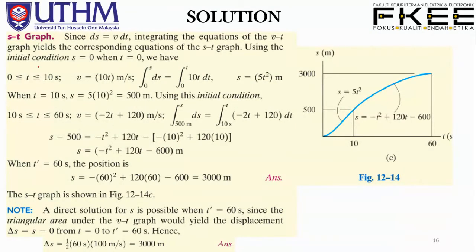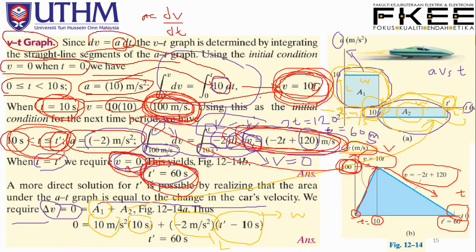So this is how we draw the vt graph. What about the st graph? Since ds equal to v dt, this is how we relate s, v and t. Similarly, integrating the equation of the vt graph yields the corresponding equation of the st graph. Using the initial condition s equal to 0 when t equal to 0, we have the first condition, t between 0 and 10 seconds, where v equal to 10t meters per second. This is from the previous slide.